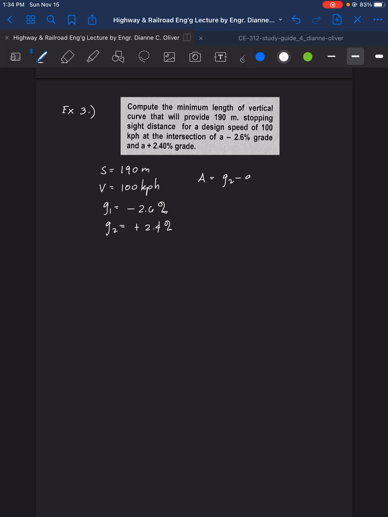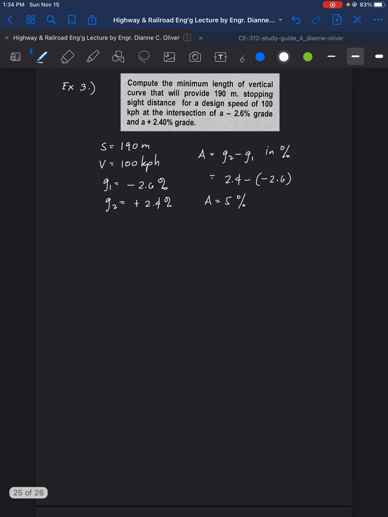Therefore, A is G2 minus G1 in percent. G2 is 2.4 minus negative 2.6. So A is equal to 5%. Okay. Again, let's assume, let's have this S is greater than L. And the formula for that condition is L is equal to 2S minus 120 plus 3.5S all over A.